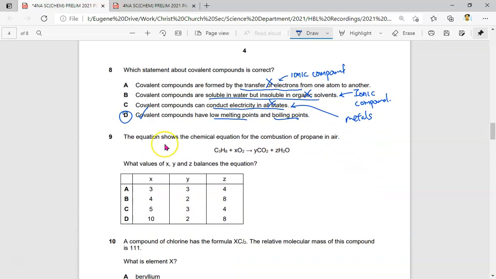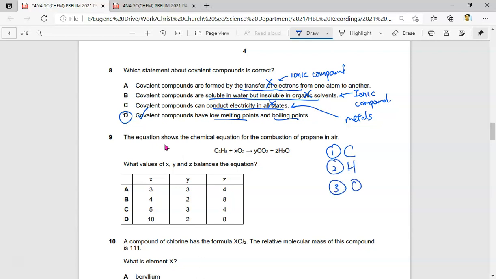Next, the equation shows the chemical equation for the combustion of propane in air. What values of x, y, z balance the equation? So first thing, whenever you have a combustion equation, the key to balancing this is: first, balance the carbon. Second, balance the hydrogen. And last, balance the oxygen. So key, draw a line over here, compare the left and the right.